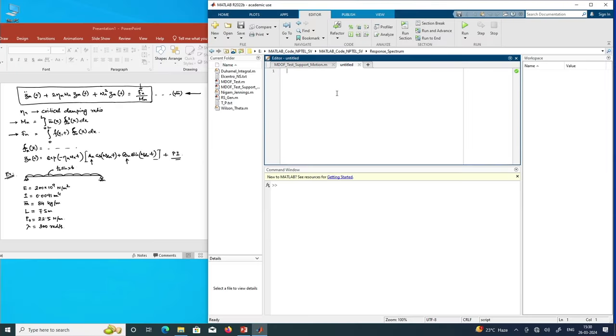So, what we do, we write the main file. Let us define the values. E is equal to 200 E 9, then I is equal to 0.0091, then M is equal to 84, L is equal to 7.5 meter, then P 0 is equal to 22.5, and then lambda is equal to 300 radian per second. So, that is the problem statement, and then we are going to solve it.